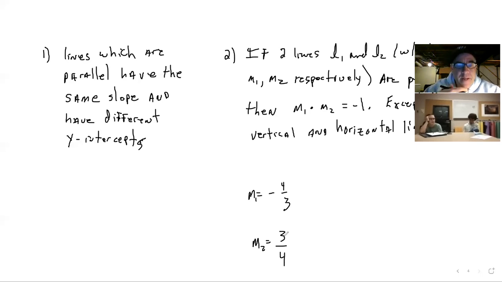So at this point, I've kind of flown through everything we need to know about the equations of lines that we'll need to deal with. So let's look at a few examples.